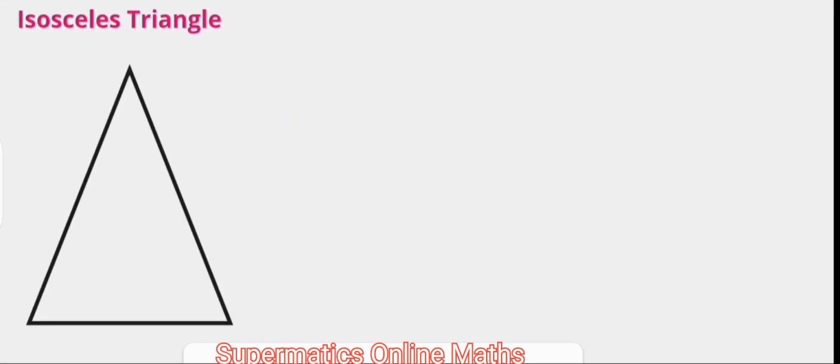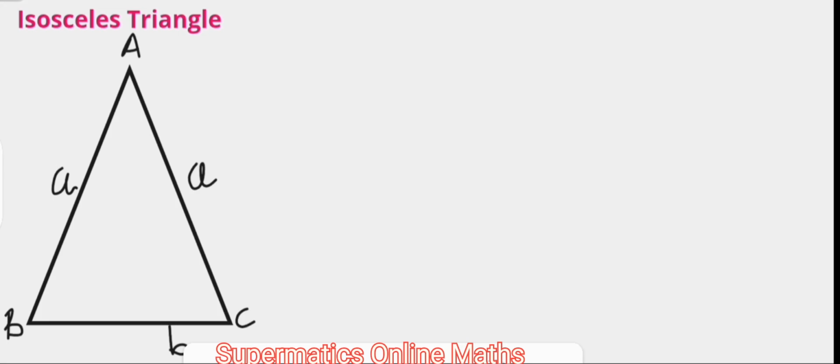The first of these special triangles that we shall be considering is the isosceles triangle. Now, let us call this isosceles triangle ABC. In an isosceles triangle, two sides are equal. So let us call the equal sides the side A, while the base side, which is different, we call side B.